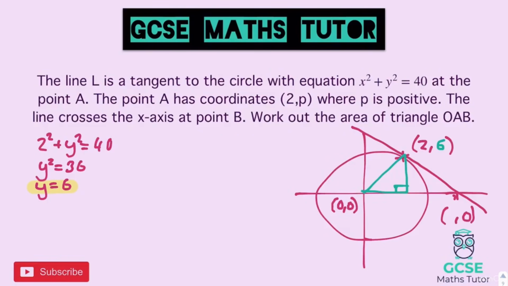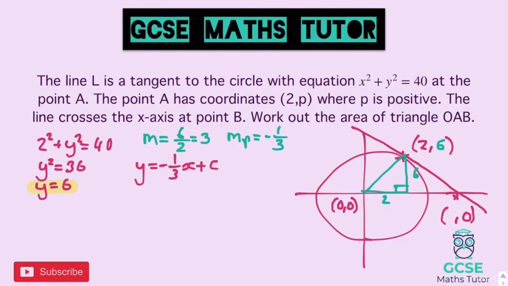So the rise is 6 and the run is 2. So our gradient is going to be 6 over 2, 6 over 2, which is 3. So our perpendicular gradient is going to be negative 1/3. And we can plug that into our line equation now. So y equals negative a third x plus c.